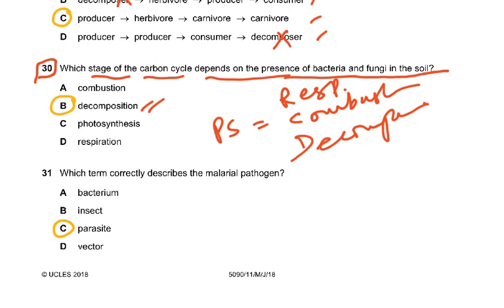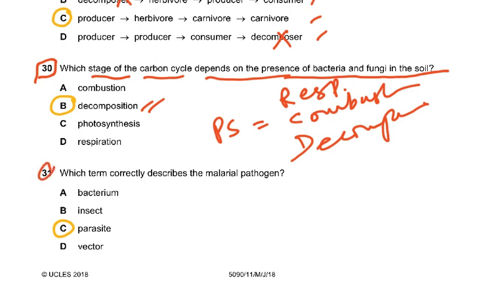None of the others need. In fact, combustion is fossil fuel. Fossil fuel is never decomposed. It's just pressed, remains under pressure for millions of years and becomes fossil fuel, and then that is burnt, and that's combustion. Photosynthesis is light energy to chemical energy. Respiration is the release of energy from food substances in living cells.